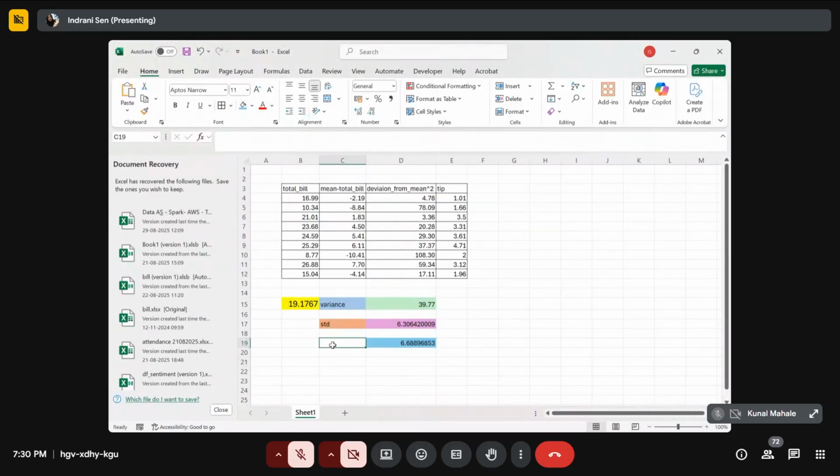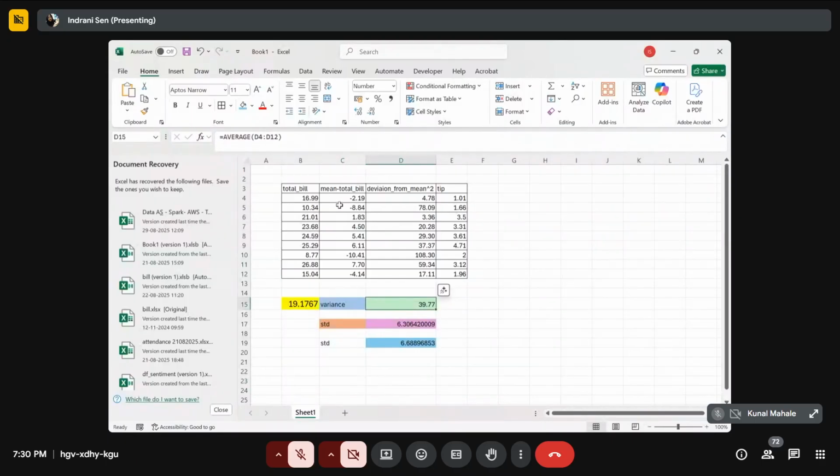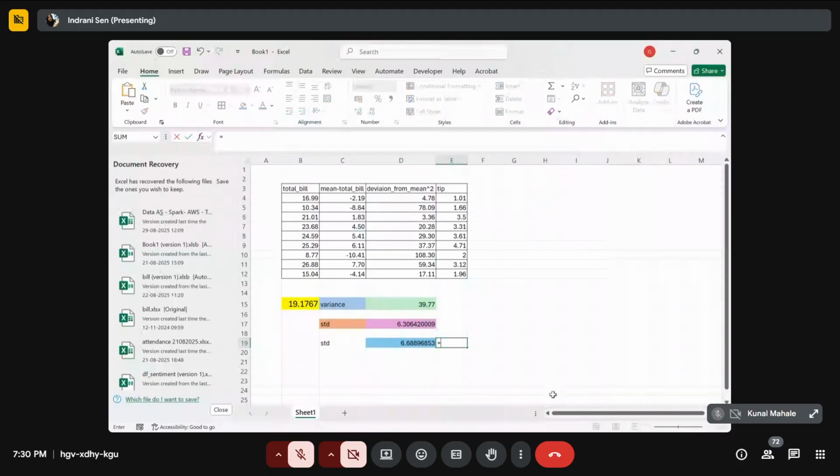So this is the machine calculated standard deviation. Okay, have you understood this variance? This is called variance. Now the variance of this column, total bill, is 39.77 and the standard deviation is 6.68. Now you can also calculate the standard deviation of this column.